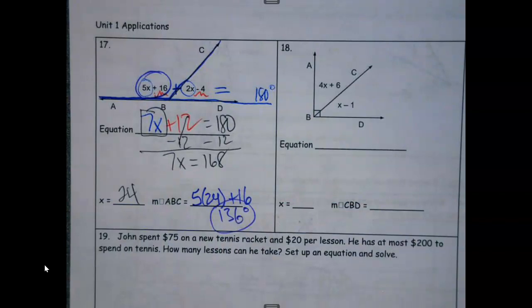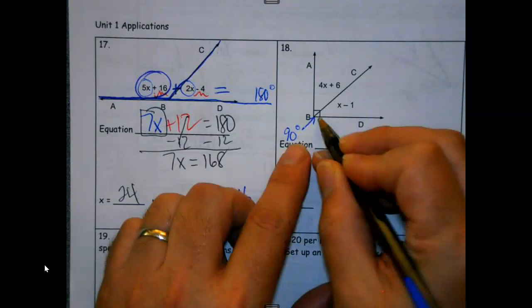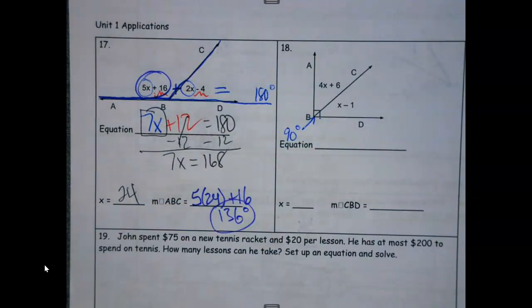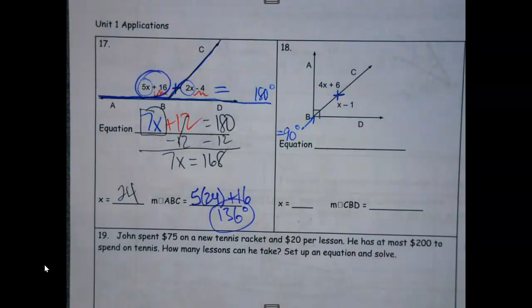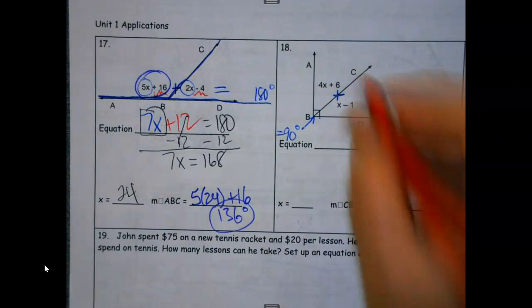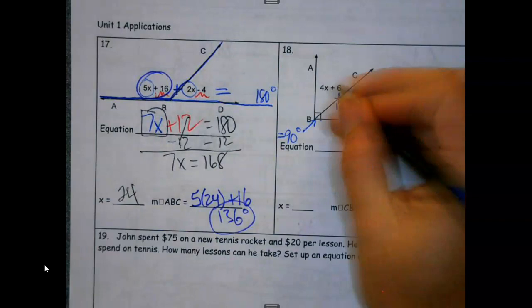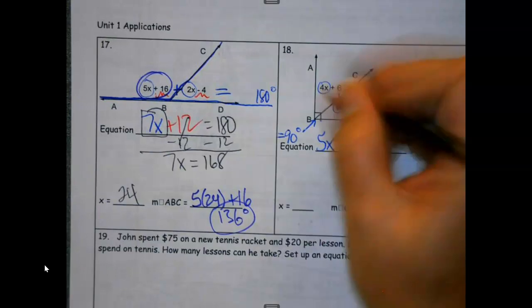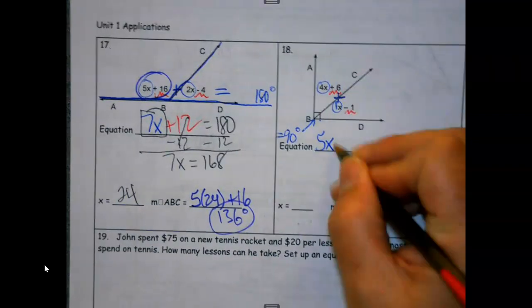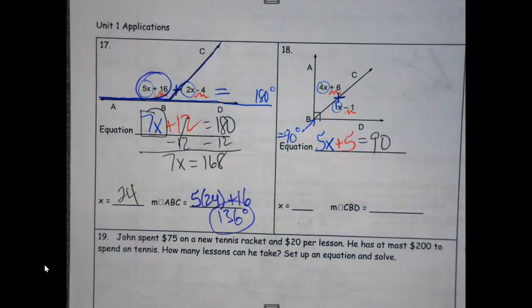Okay, the only difference really between 17 and 18 is we're not at 180 degrees this time. My little right angle here tells me it's 90. So again, we're going to be adding these two together to equal the whole. It's just like I did on the other one. Whoa, flying pen. 4x and 1x is 5x. 6 minus 1 is 5. And that equals 90.